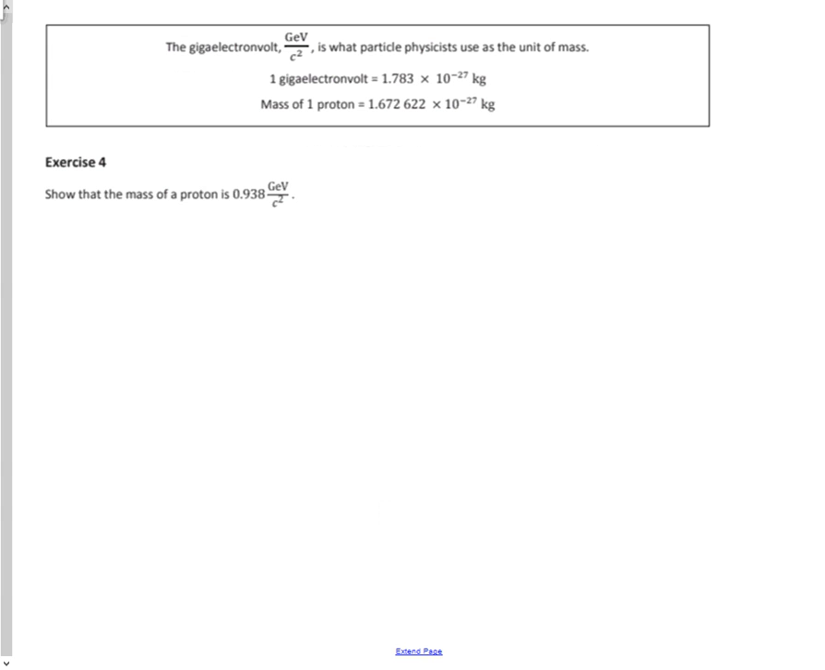Now let's apply that to something that's a little bit more 8th grade math, or even higher. This is talking about this giga electron volt. Probably never heard of that. Or maybe you use it on a day-to-day basis.